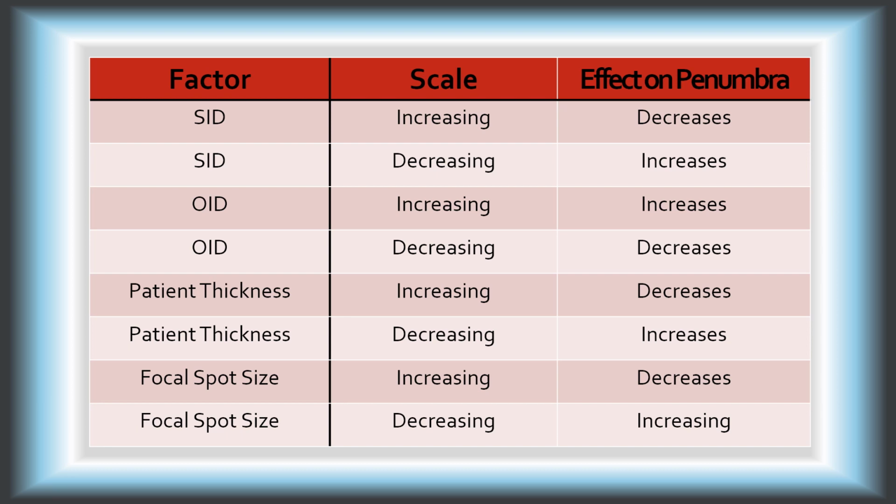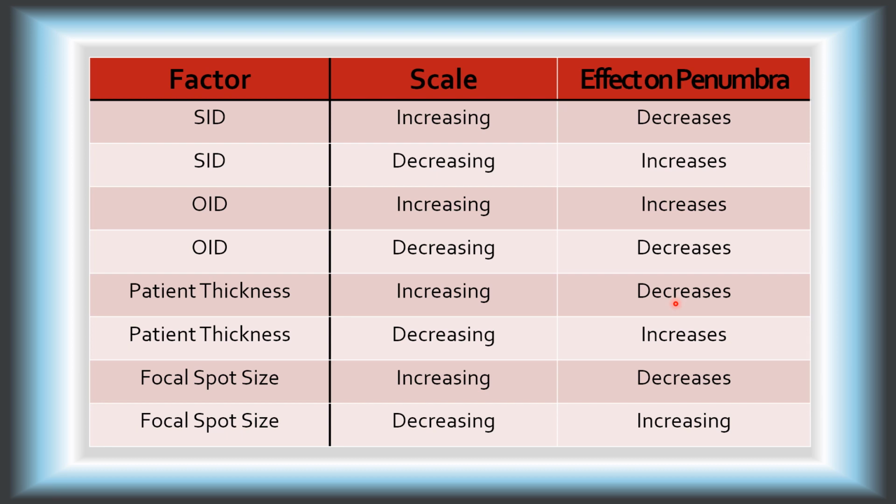All right, so we talked about penumbra, and we talked about some factors. This is a nice chart that says everything we just talked about, okay? So as the SID is increasing, the effect on penumbra decreases. It's an inverse relationship with the decreasing, okay? And the OID is directly related. The patient thickness, and it doesn't say how much it increases. It doesn't say by what factor necessarily, okay? But it is just letting you know the direction that penumbra is going with these things.